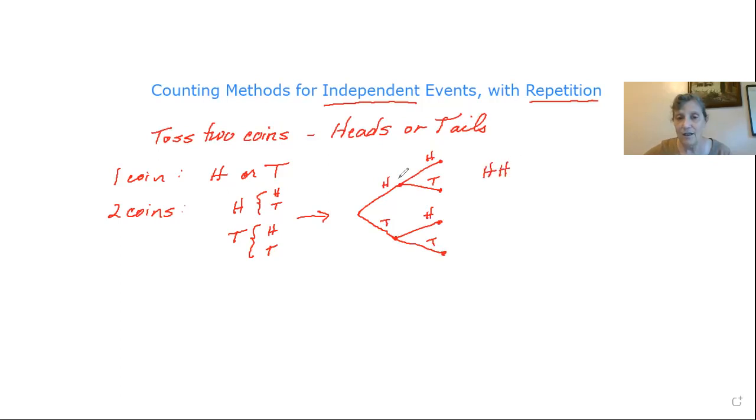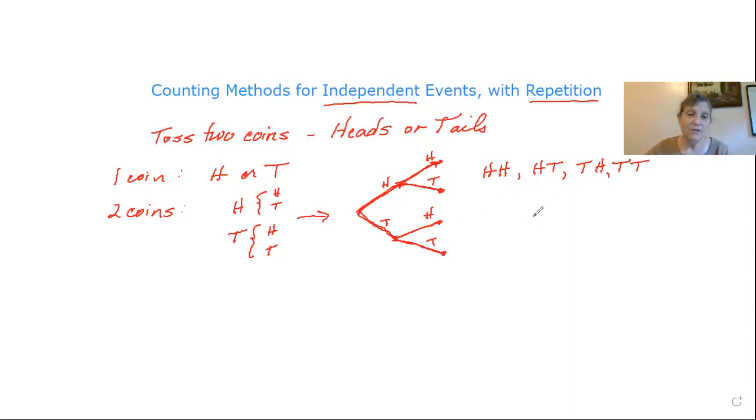We could have a head-head, as would be denoted by this. We could have a head-tail, which would be going up here and then going this way. Or if we go to the tail first, we could have a tail-head or a tail-tail. Now notice here that repetition is allowed. You can have 2 heads or 2 tails. So there are 4 possibilities.